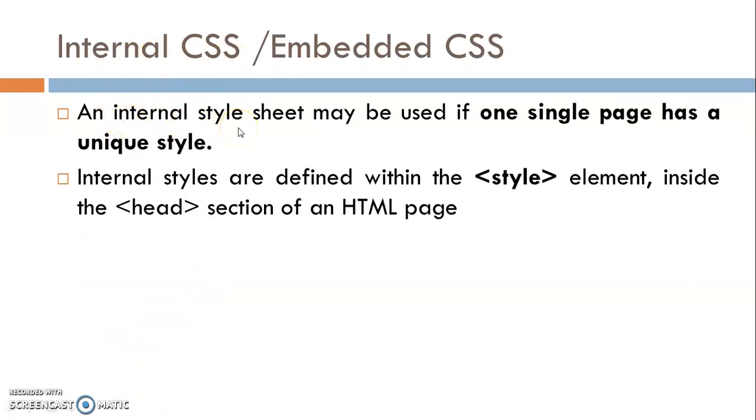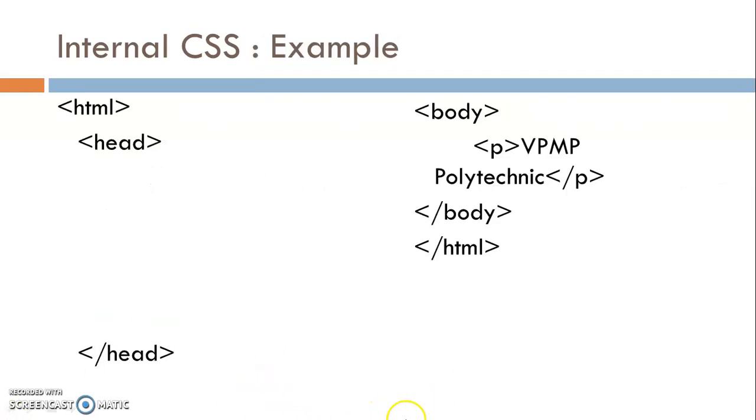Internal style may be used if one single page has a unique style, and this CSS is defined within the style element inside the head section of an HTML. It is also known as embedded CSS because this CSS is embedded within head section of a web page. Now, example of internal CSS.